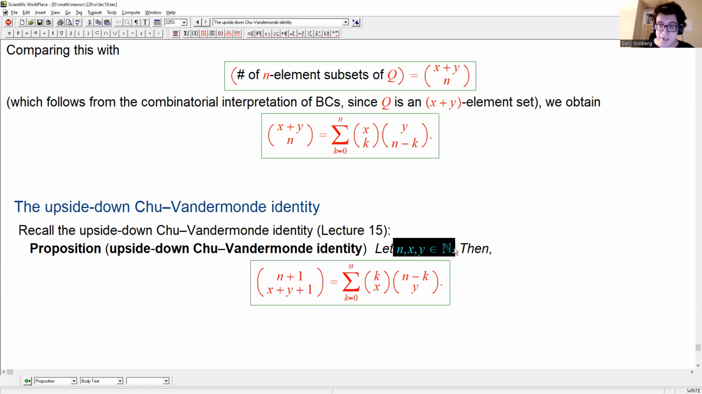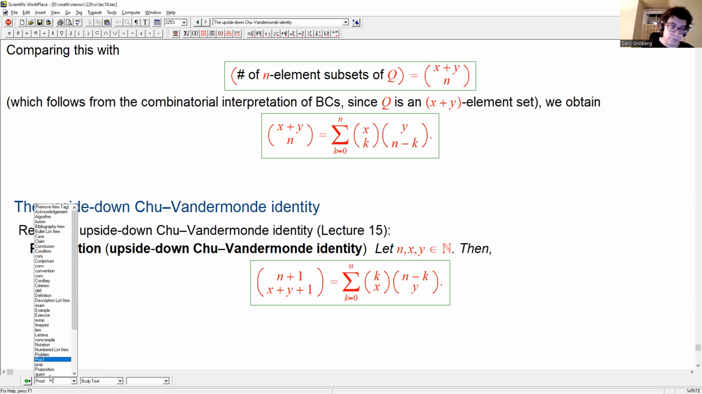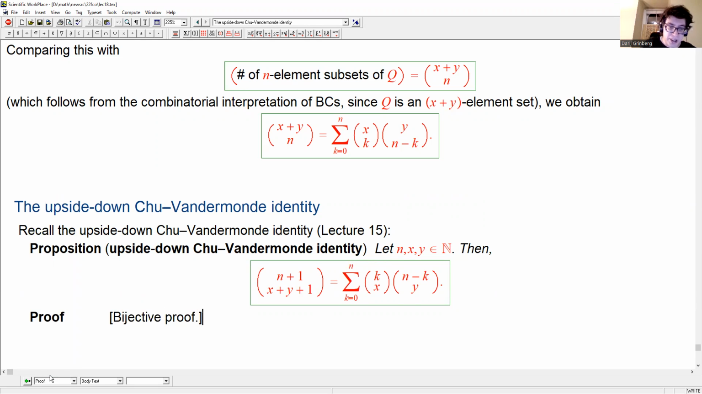Notice that n, x, and y are now non-negative integers. As I said, you cannot generalize it to real numbers. And now it's saying n plus 1 choose x plus y plus 1 is the sum over k equals 0 to n of k choose x times n minus k choose y. Again, I will state this proof as a double counting argument, and if you want, you can translate it into a bijective proof. So, double counting.